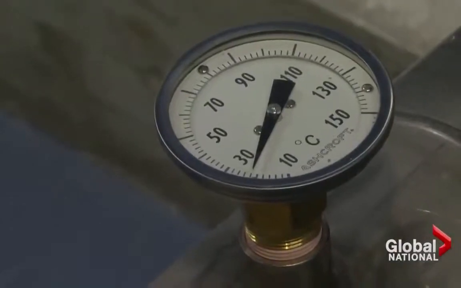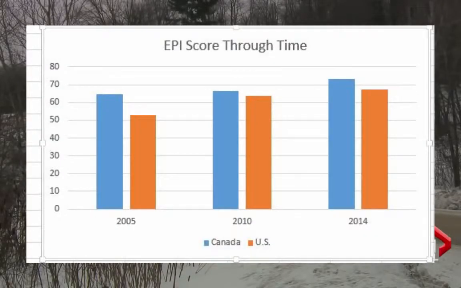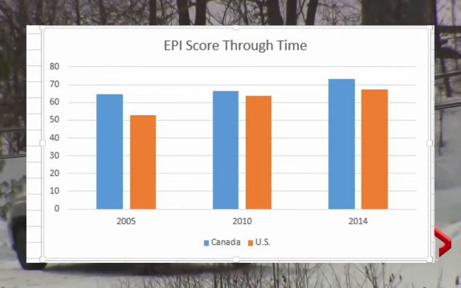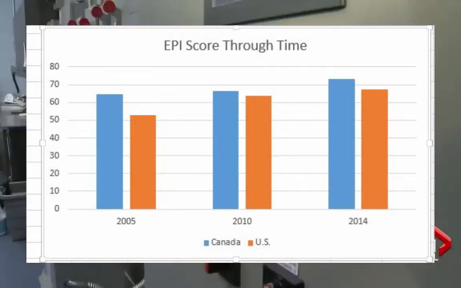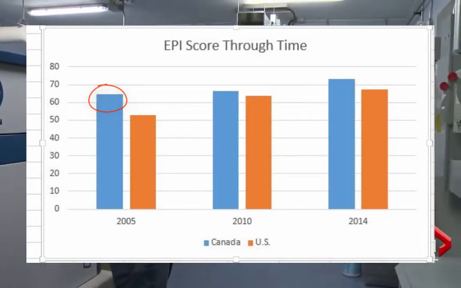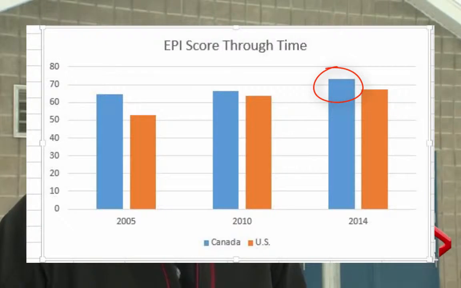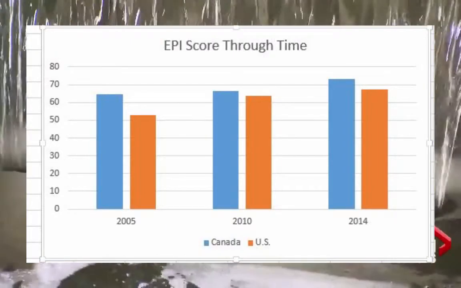In the next chart, you see that both Canada and the US see linear increases in their overall EPI score, with Canada going from 64 in 2005 to 73 in 2015. The same happens with the United States, where in 2005 they score 53 and in 2014 they score 67.